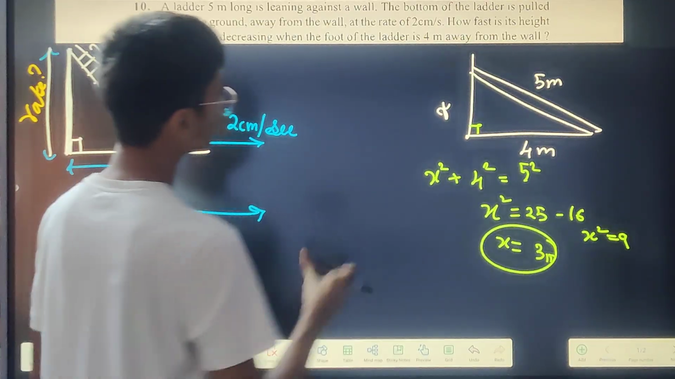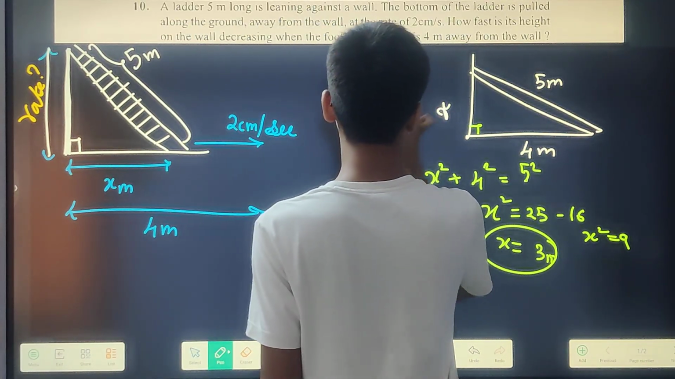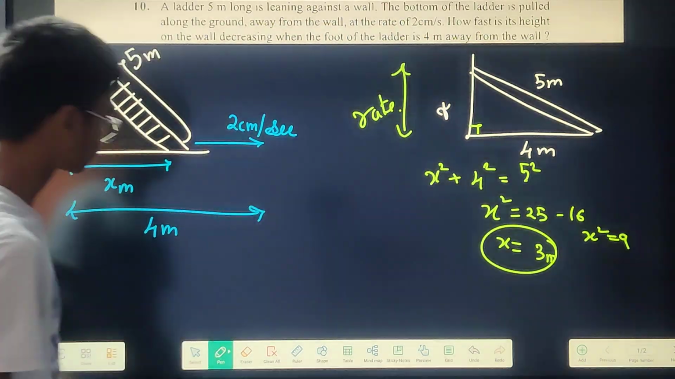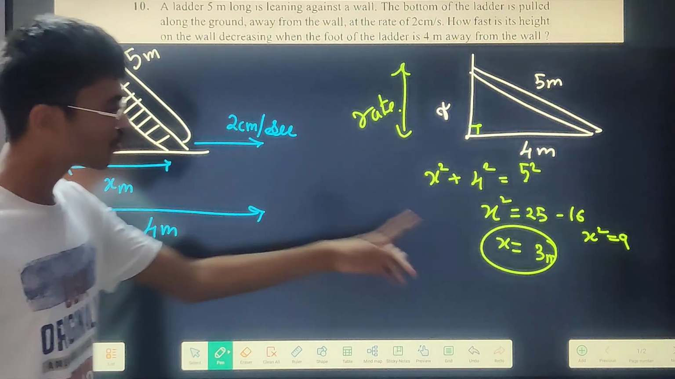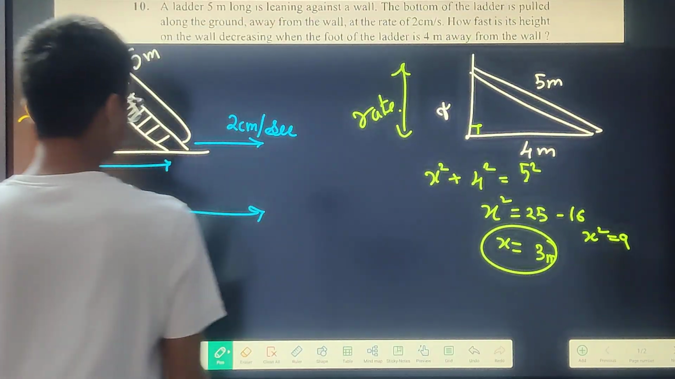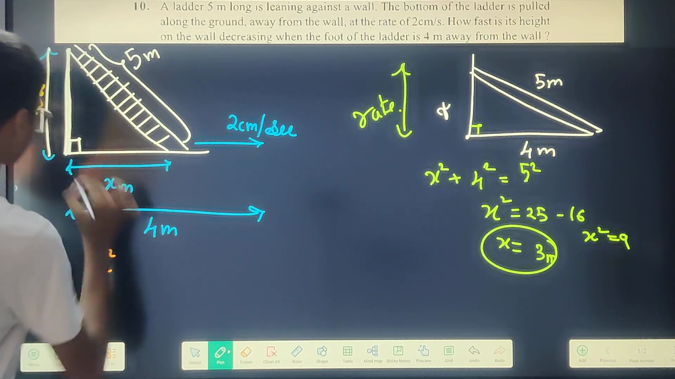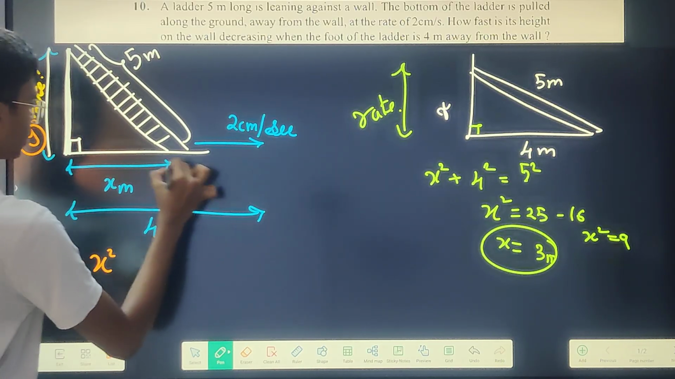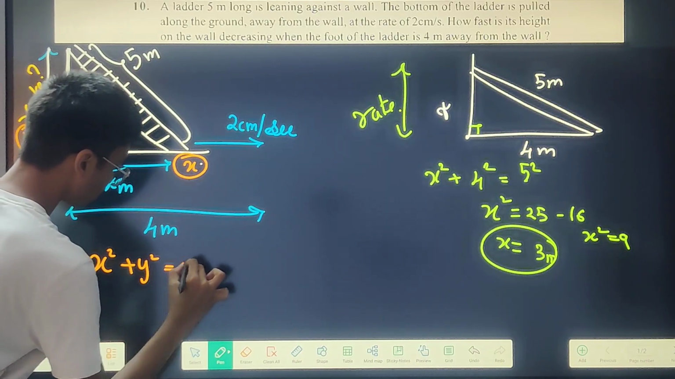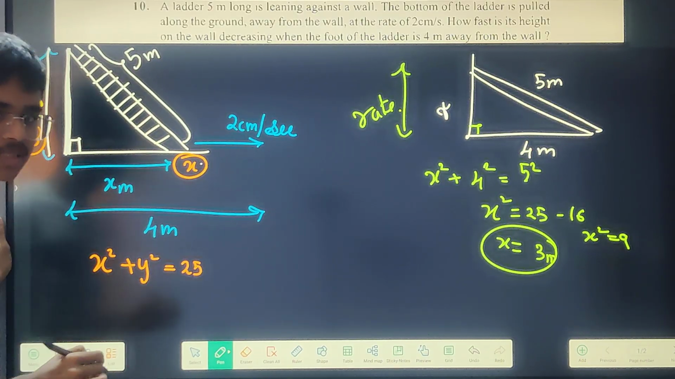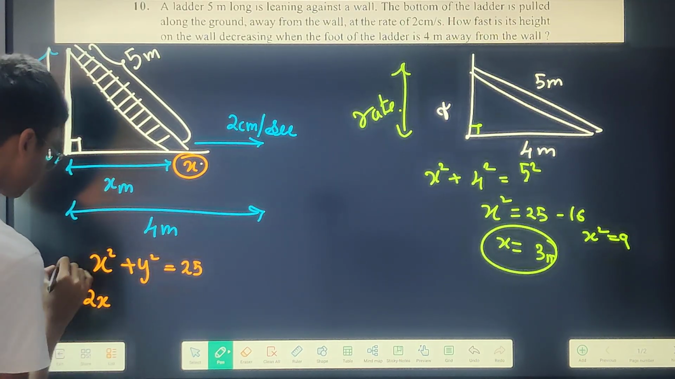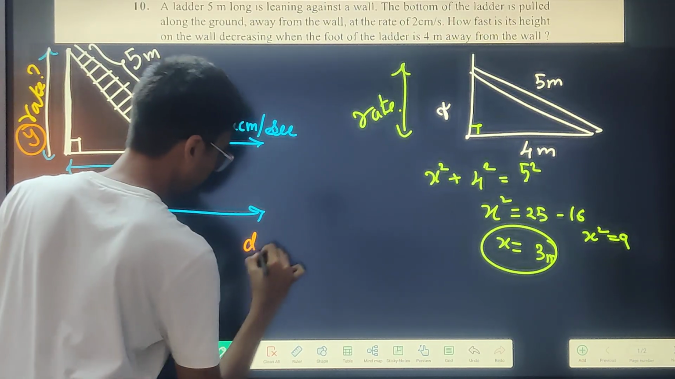What they're asking us to find is this rate. So you come back to this condition, since to find x only we did all of this. Now we will come back to this condition itself. So we all know that you keep it as y, you keep it as x. So x square plus y square is equal to 25, isn't it? Now you will have to differentiate it. So it will be 2x, and a differentiation with respect to dt.